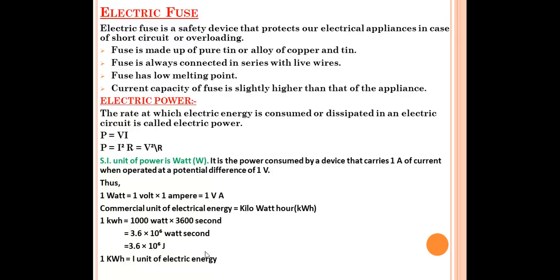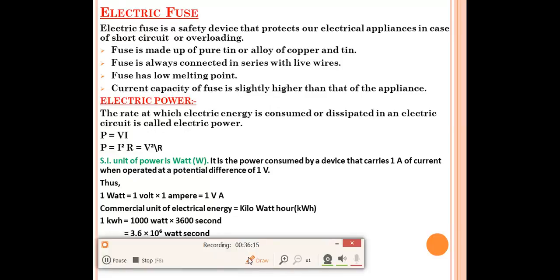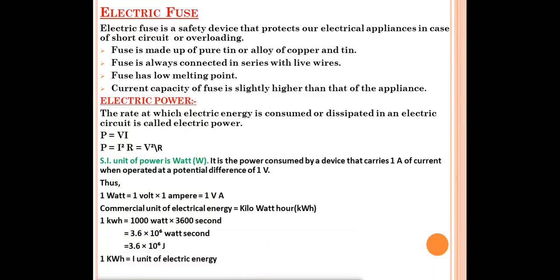Our next topic is electric fuse and electric power. These are the last topics of this chapter. Electric fuse. So what is electric fuse? Generally in our house we have electric fuse. It is a safety device. We all know that it is a safety device. So electric fuse is a safety device that protects our electrical appliances in case of short circuit or overloading.